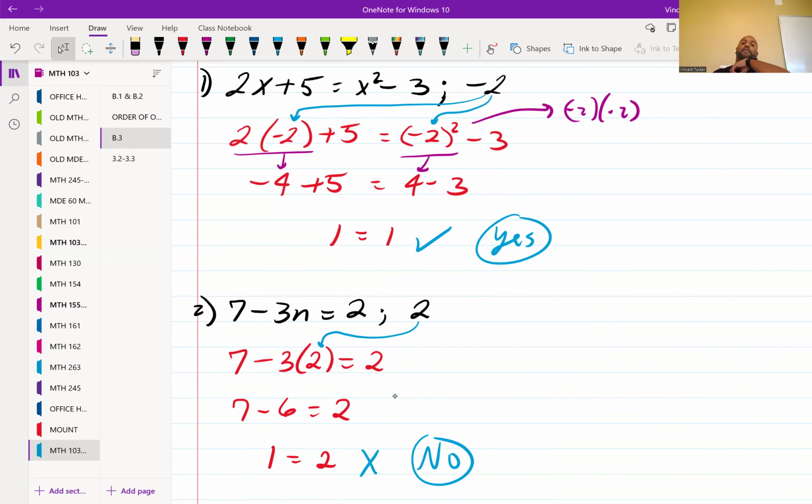So next one, 7 minus 3n equal to 2. And the value you want to plug in is 2. So that's a possible solution. So 7 minus 3 times 2 equal to 2. And so we have this 3 times 2, which is 6. 7 minus 6 is 1. So that's 1 equal to 2, which is not true. So that means it's not a solution.